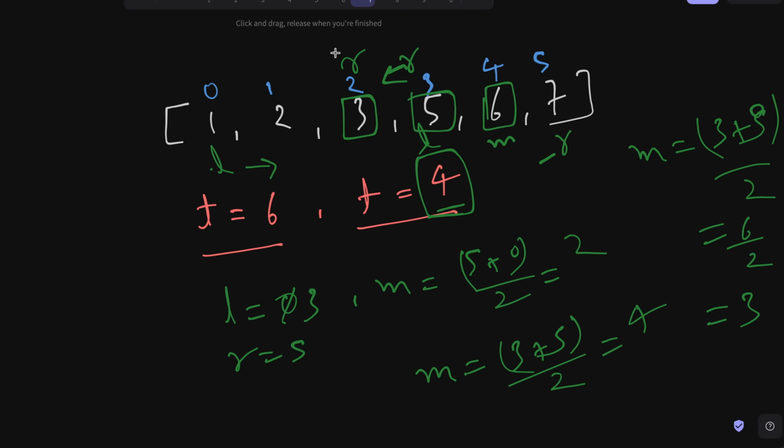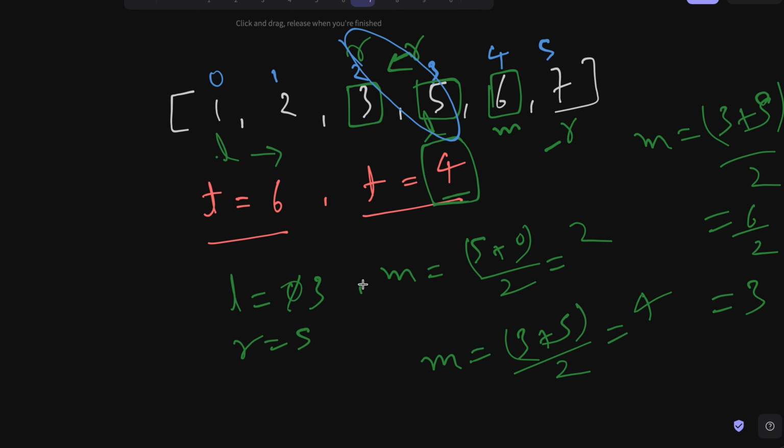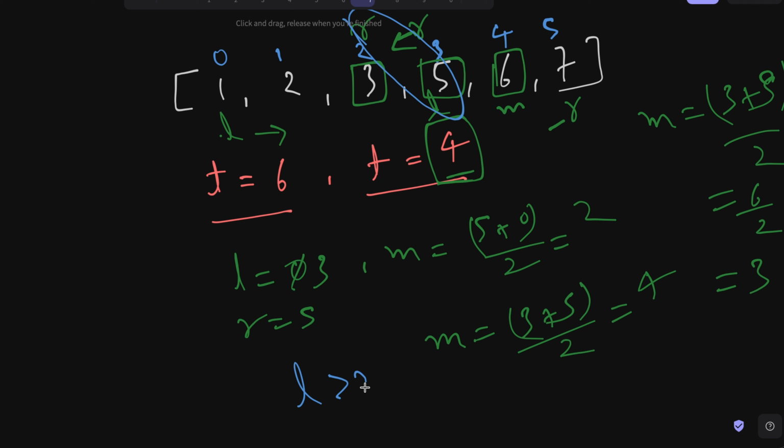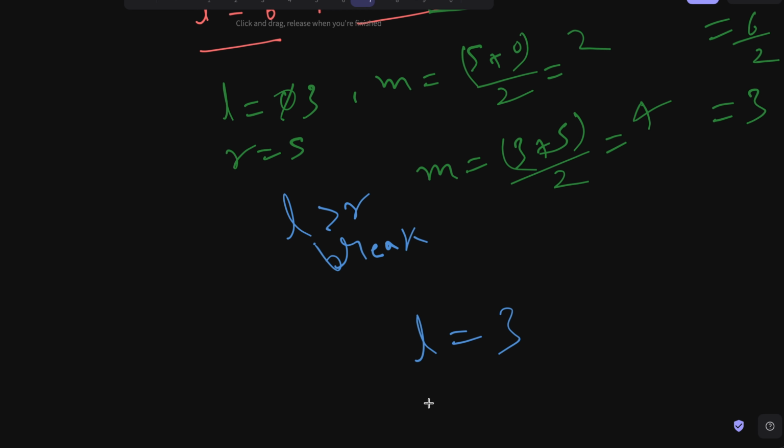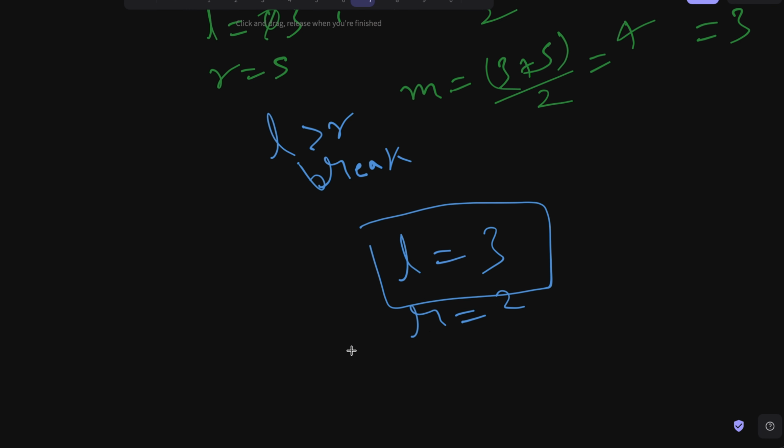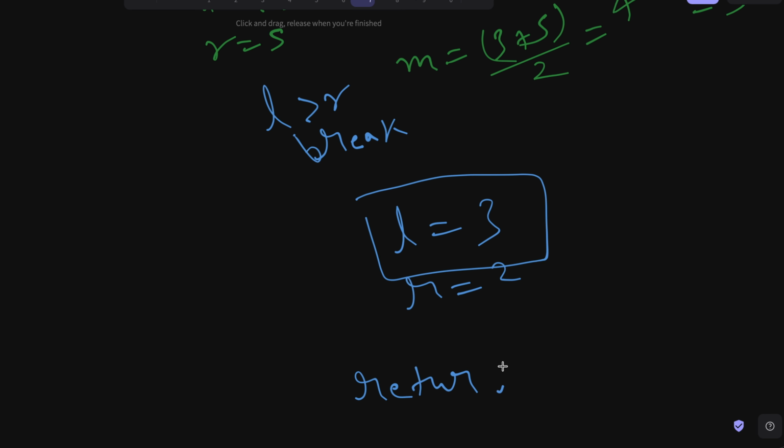Now at this position the L is greater than R, so we can break the loop. L greater than R, break. Now notice the indexes at which the left and right pointers are present. Left is at index 3, R is at index 2. Left is basically at the index on which the target value would have been present if it was actually existing in the array. What this means is that we simply have to return L now as the answer.